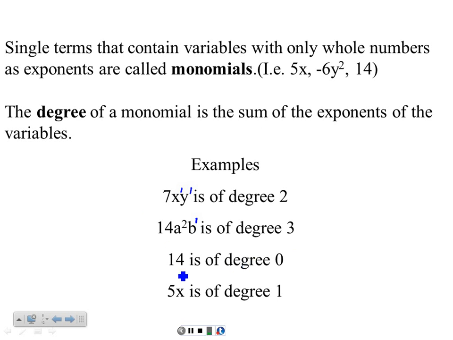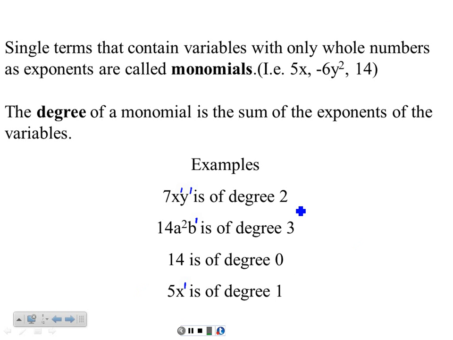And so in the next one, 14, we don't see a variable, and so the degree is 0. Here we do see a variable, and the exponent's understood to be 1, and so the degree of this term is 1.